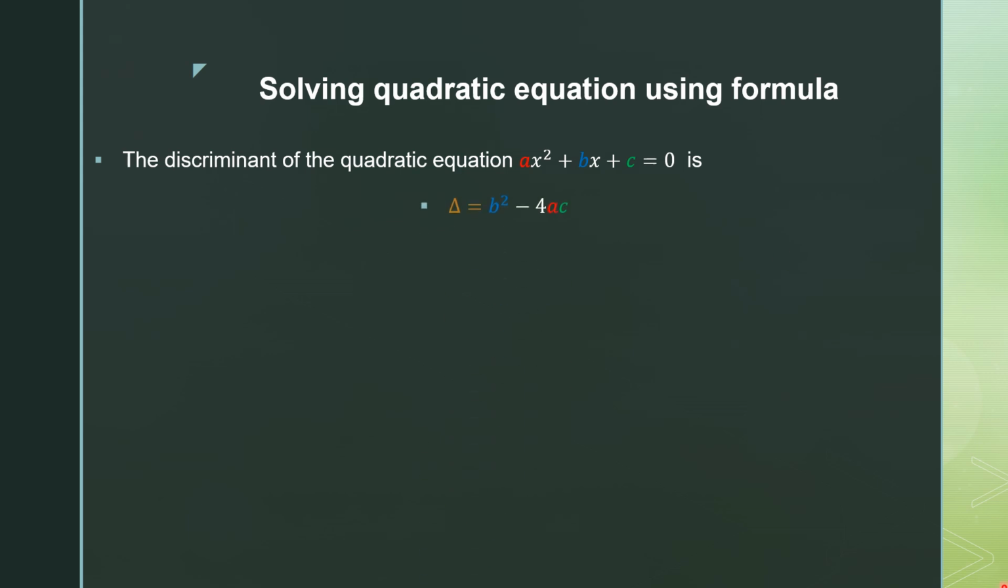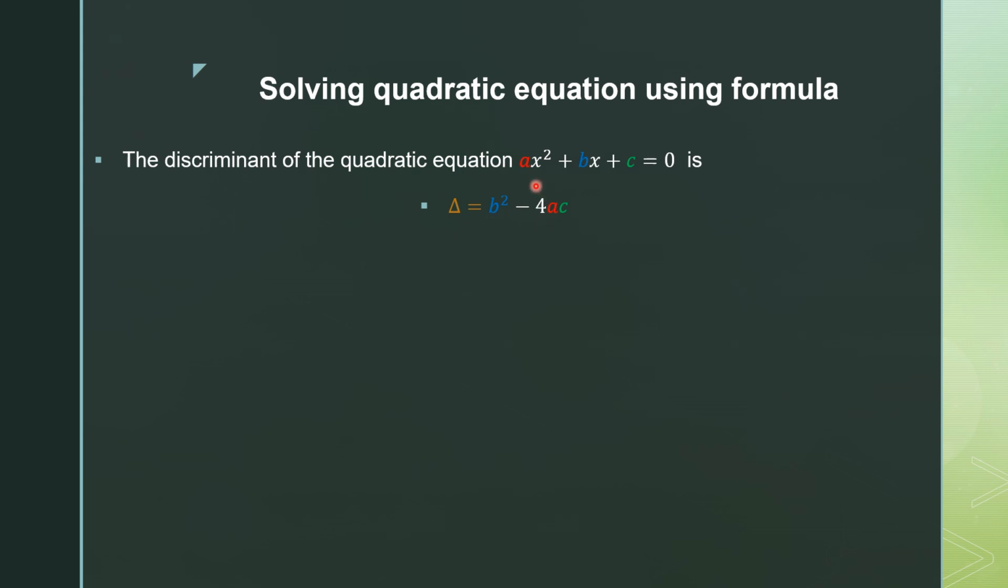The first one is we have to find the value of a term, which we call the discriminant. So the discriminant of the quadratic equation is b squared minus 4 times a times c. We will use this symbol, which looks like a triangle. We call it delta. This is a Greek letter, delta. So we will define delta as b squared minus 4 times a times c.